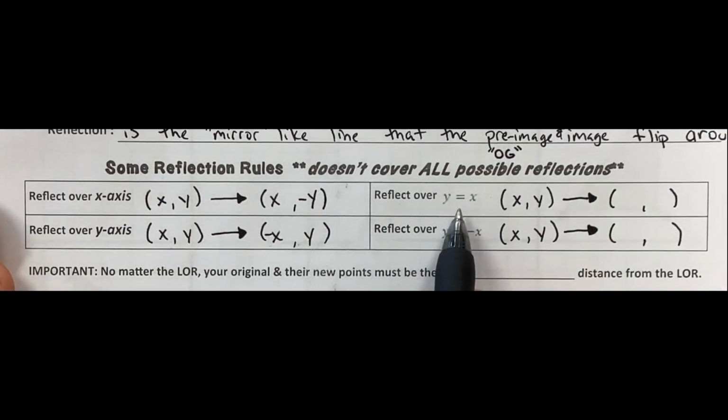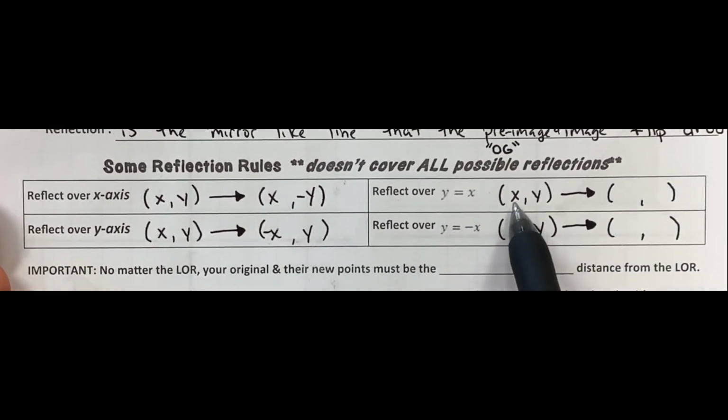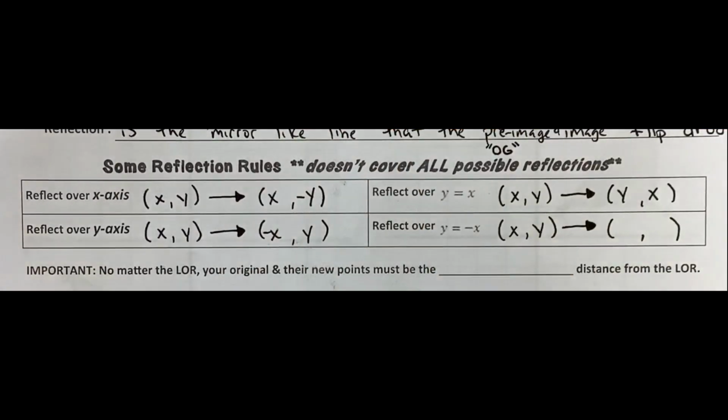If you're reflecting over y equals x, so that's like a slanted line, we'll go over one of those today. If you had a point, x comma y, you are going to flip it. Not really flip it, but rearrange them. You're going to take the y, put it in the x slot, take the x, put it in the y slot, right? So you just kind of flip the x and y around.